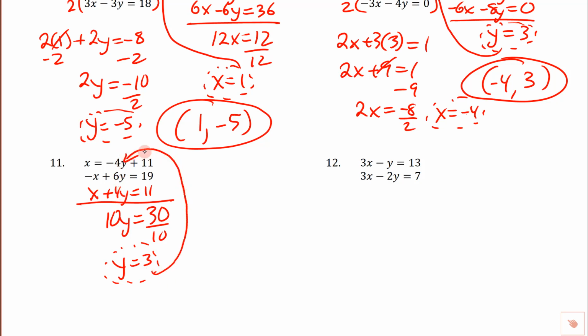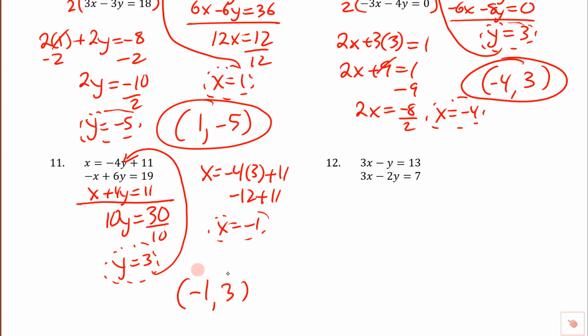If we just put that right there, this is going to say x is equal to negative 4 times 3 plus 11. This would be negative 12 plus 11. And let's see, so that's x equals negative 1. So we've got those two. Again, we just need to make sure we put them in the correct order. So we're going to put negative 1 for the x, and we're going to put 3 for the y. We're going to circle that. All done with that one.